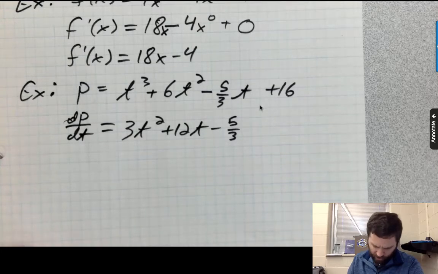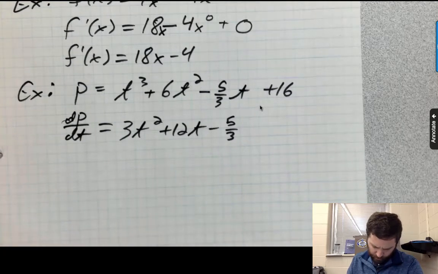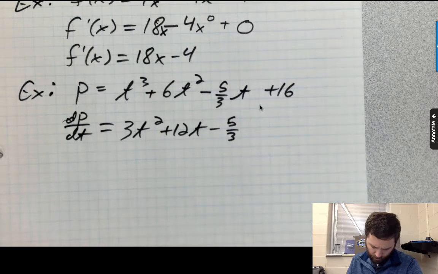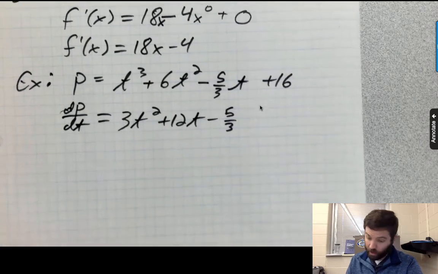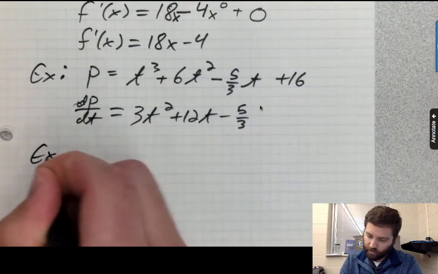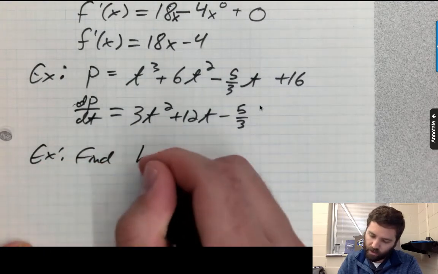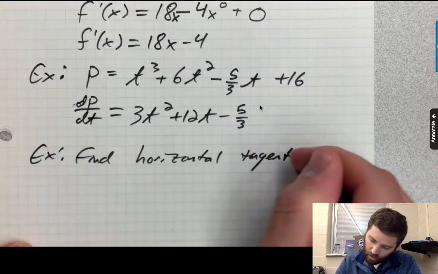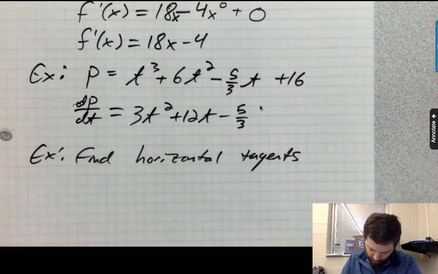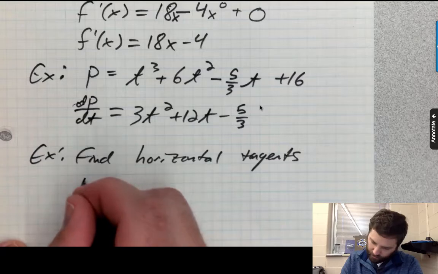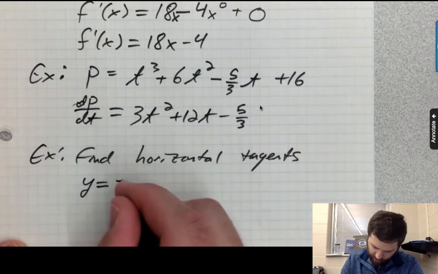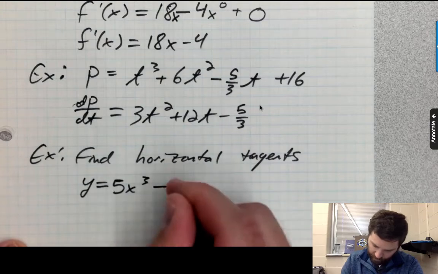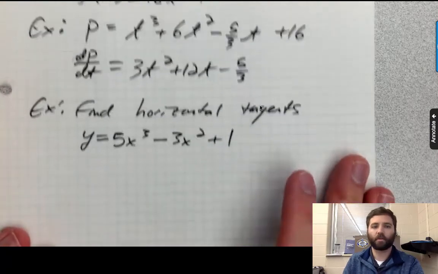I'm going to answer one type of question here that is going to come up. Well, I should write it down here. So I'm going to find the horizontal tangents. All right, given this function, y equals 5x cubed minus 3x squared plus 1. All right, find the horizontal tangents.